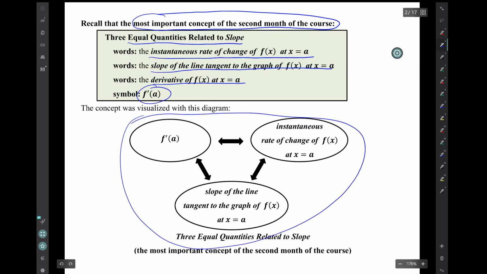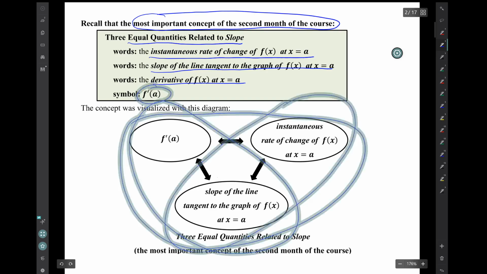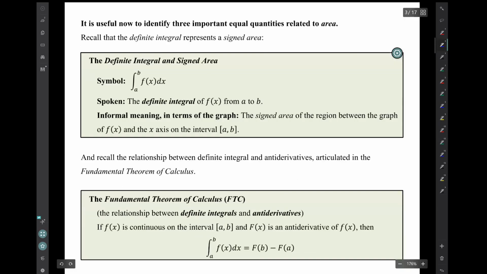is visualized with this diagram. And we referred to that diagram during the second month of the course. When doing problems, we would point out how the problem could sometimes be thought of as exploring relationships that were shown on this diagram. Relationship between those two things, or maybe these two things, etc. It's useful now to identify three important quantities that are equal, that are related to area.